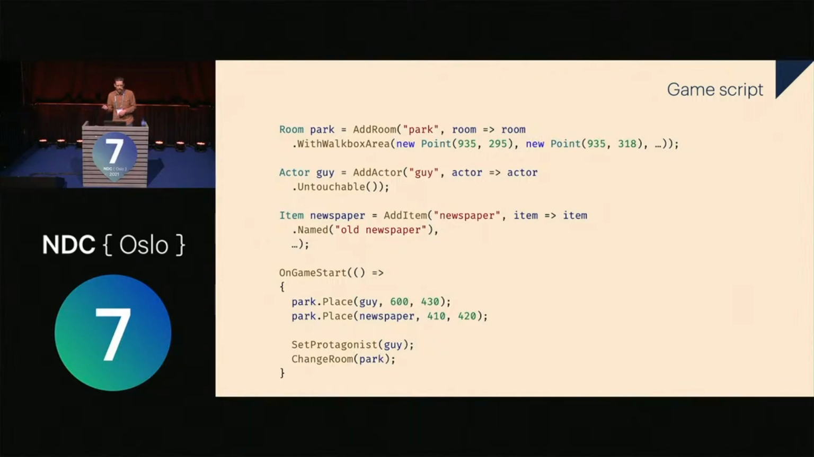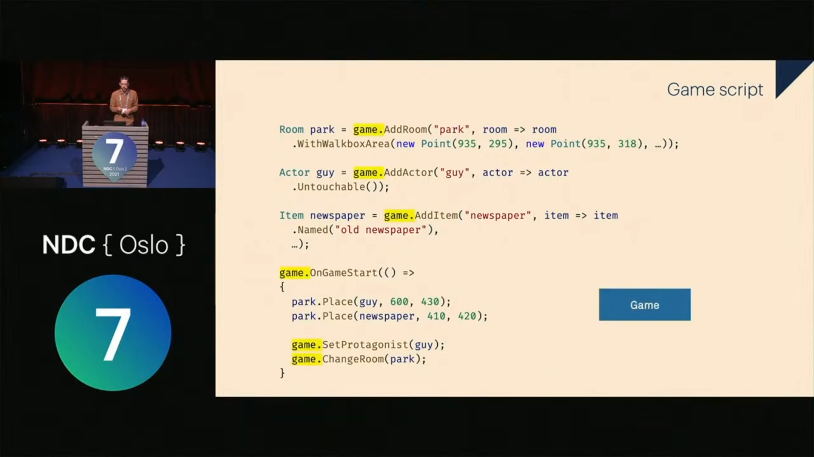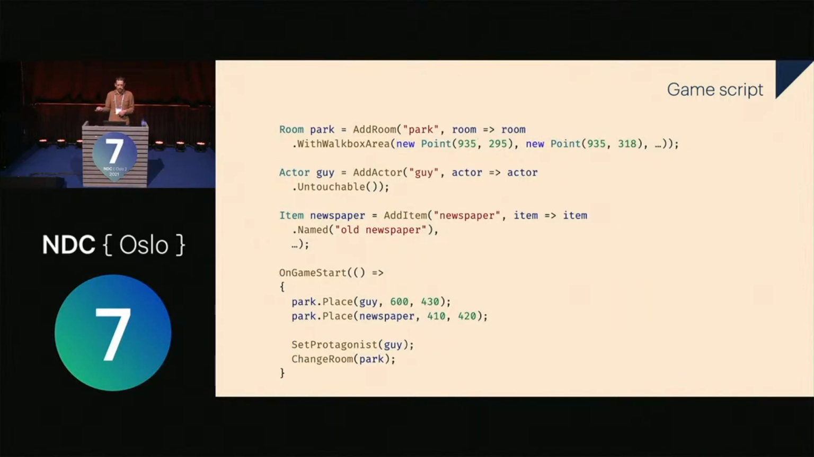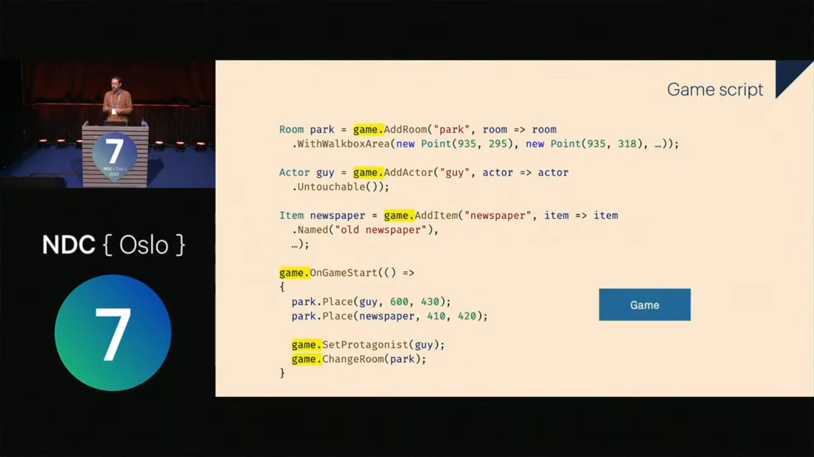So let's look at that newspaper. Let me explain something else. Because if you look at those methods, addRoom, addActor, onGameStart, those look like static methods, right? Because they aren't called on a class. Well, actually, they are called on a class. There's this hidden global game object. And that's the object that implements or declares all these methods.